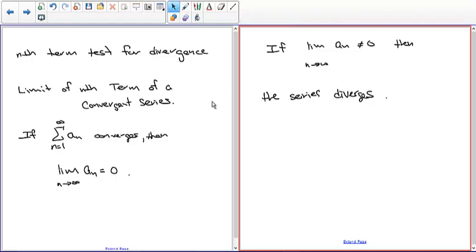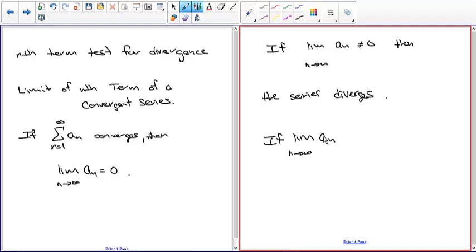So, for example, there's a third way of doing this. If the limit as n approaches infinity of a sub n equals 0, convergence is not guaranteed.